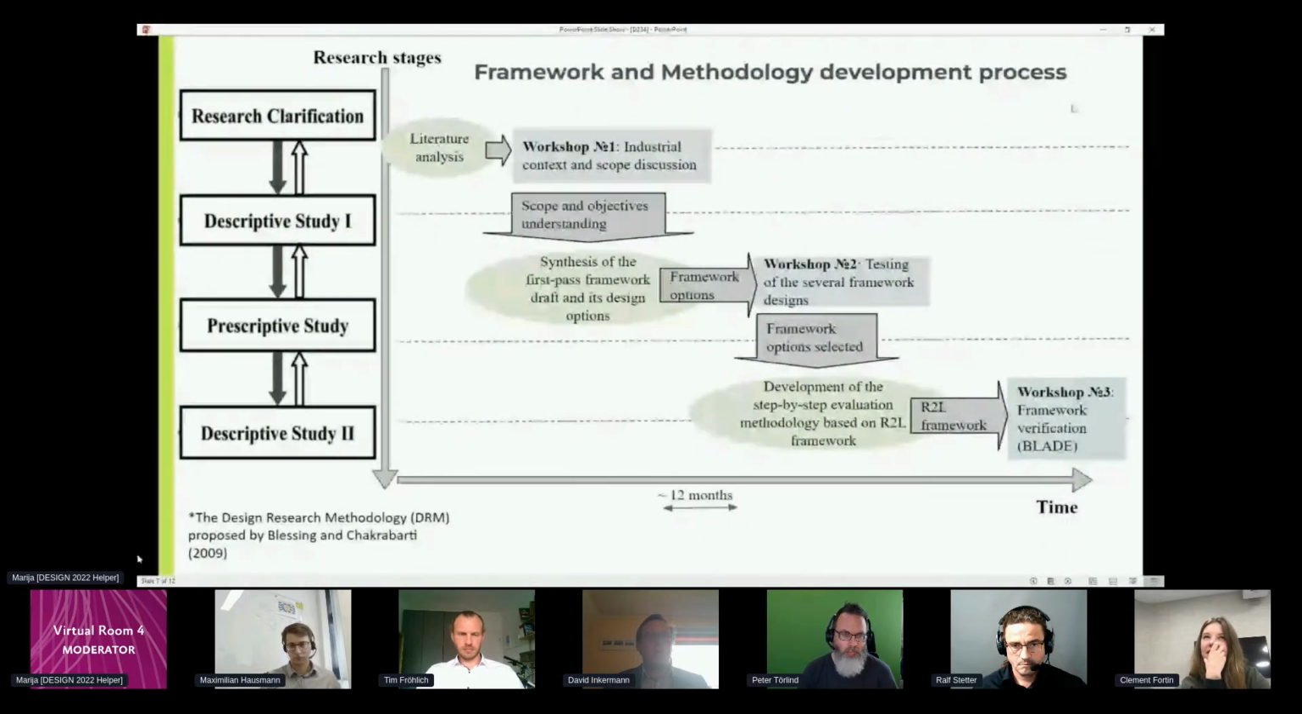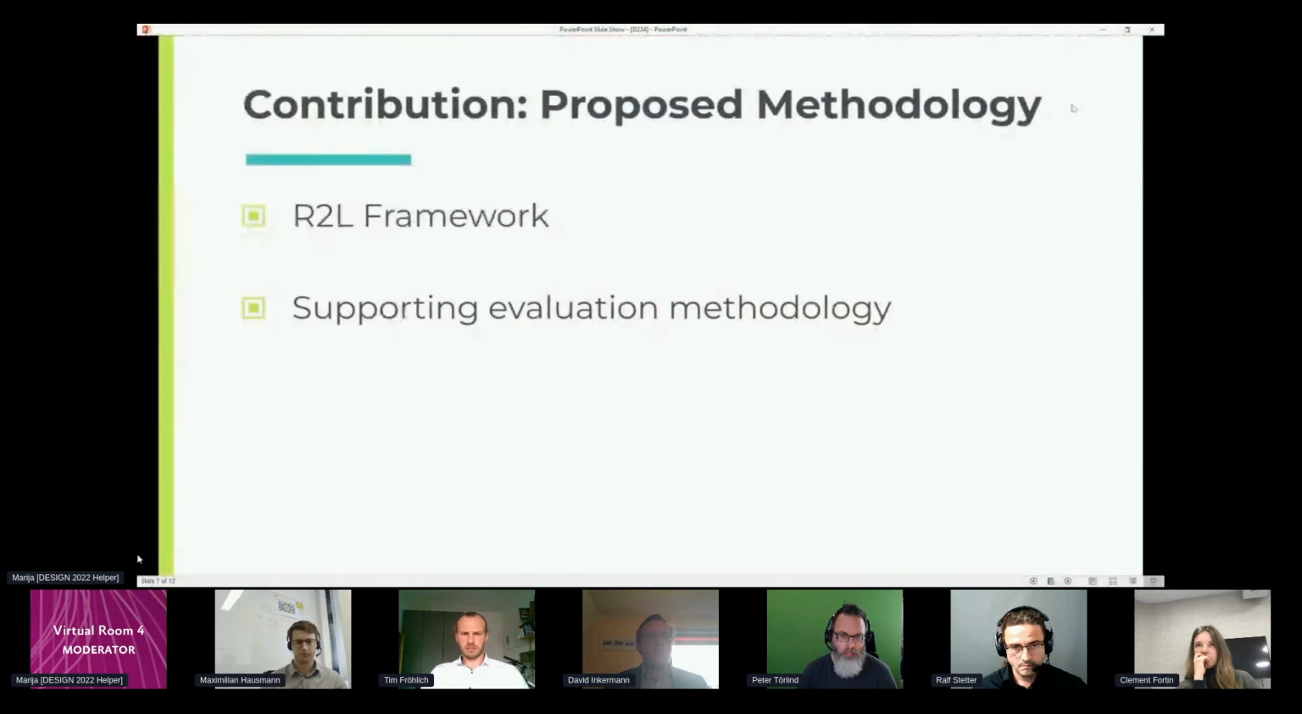The proposed framework has been developed during a series of industrial workshops at a major aerospace corporation. These 3 whole-day workshops were run spaced apart by 4 months. On this figure, you can see them mapped to the stages from design research methodology by Blessing and Chakrabarti, which we followed. Our main contribution consists of 2 parts: RITUAL framework and supporting evaluation methodology.